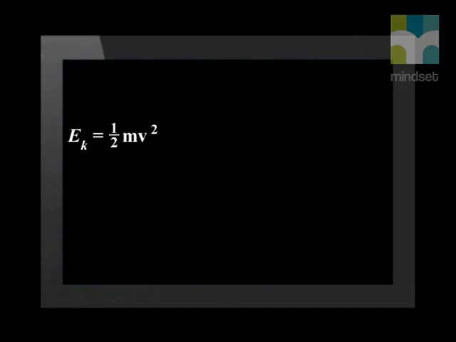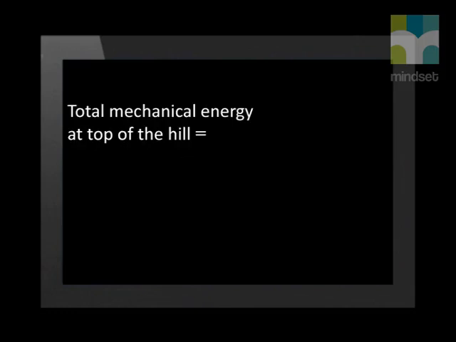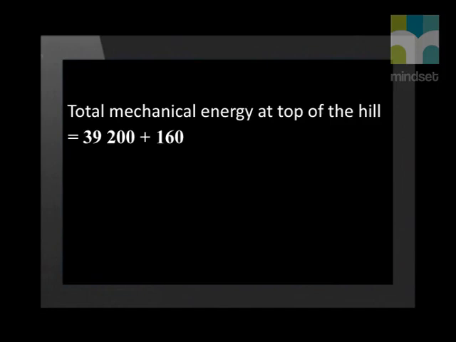That kinetic energy is equal to half mass multiplied by velocity squared. Substitute the mass of 80 kilograms and the velocity at the top of the hill of 2 meters per second squared. So, the kinetic energy at the top of the hill is 160 joules. So the total mechanical energy at the top of the hill is the gravitational potential energy plus the kinetic energy. We find that this adds up to a total mechanical energy of 39,360 joules.